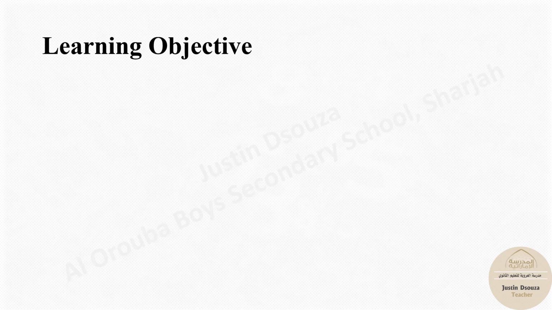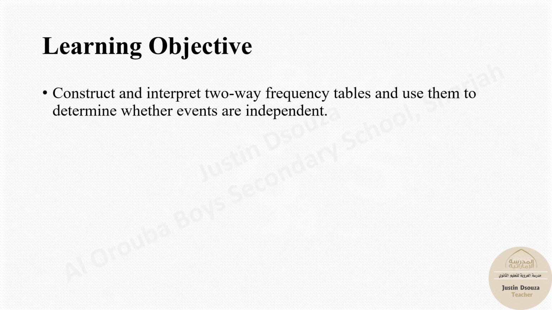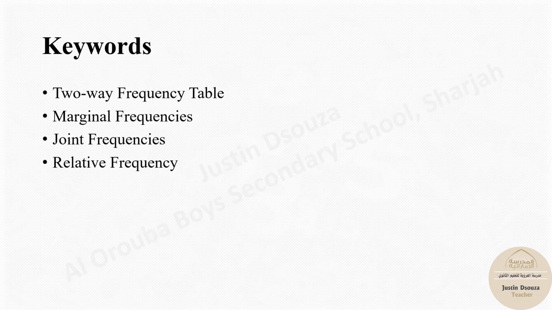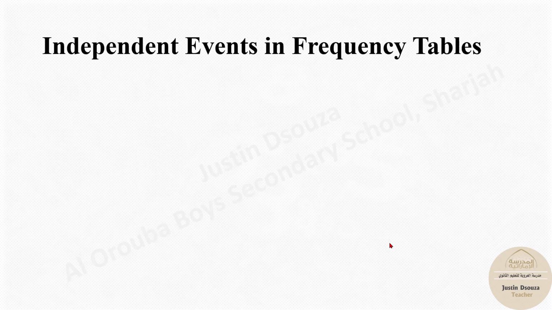The learning objective of this lesson is to construct and interpret two-way frequency tables and use them to determine whether events are independent. And the keywords are two-way frequency table, marginal frequencies, joint frequencies, and relative frequency. We will look into all of these terms in the coming slides.